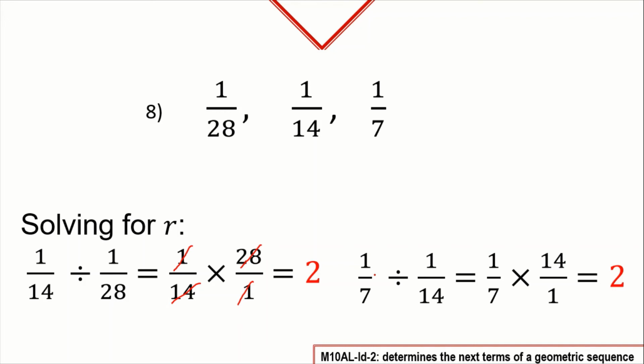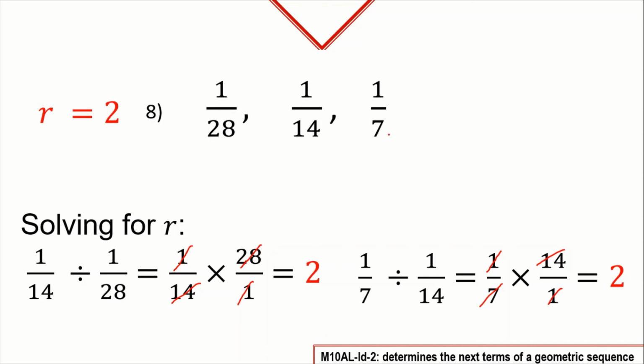1 over 7 divided by 1 over 14. Copy the first fraction, reciprocal ng second fraction, proceed to multiplication. Cancel, this is equal to 1. Then 14 divided by 7 is equal to 2. So, kahit alin doon, dalawang magkasunod na terms ang pwede nyong gamitin. Given naman na geometric. So, kung saan kayo mas madadalian. So, the common ratio here is 2.